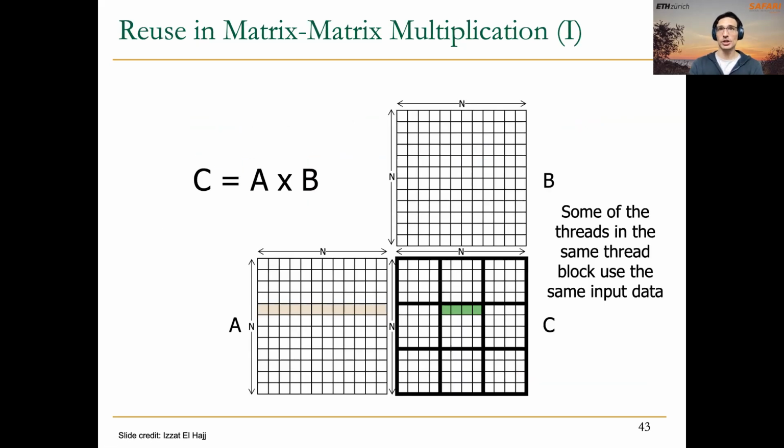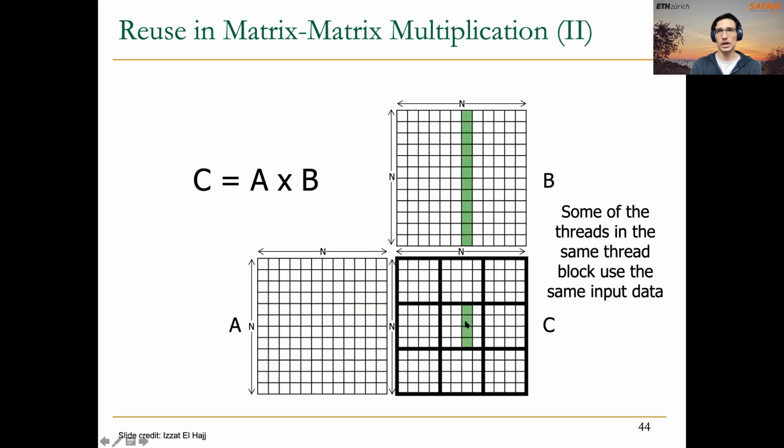Now the observation here is that there is data reuse. What that means is that the 4 threads that we have assigned to these 4 output elements of matrix C to perform the corresponding dot product operation will all have to access exactly the same elements, exactly the same row of A.